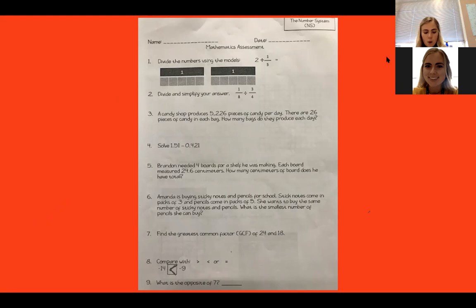Number 9 says, what is the opposite of 7? The opposite is negative 7. If it asked what is the opposite of negative 7, then I would say the opposite is 7.